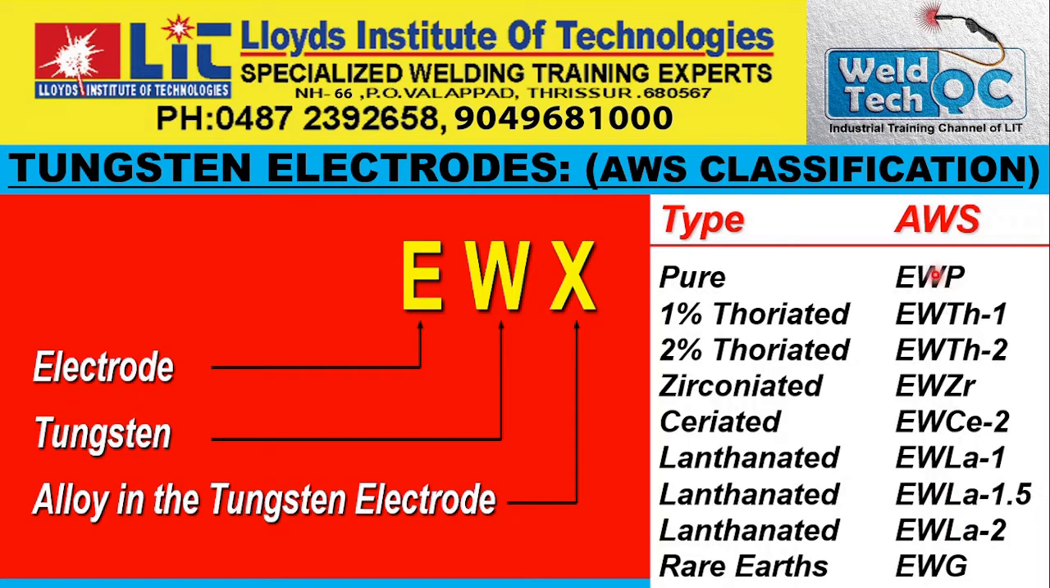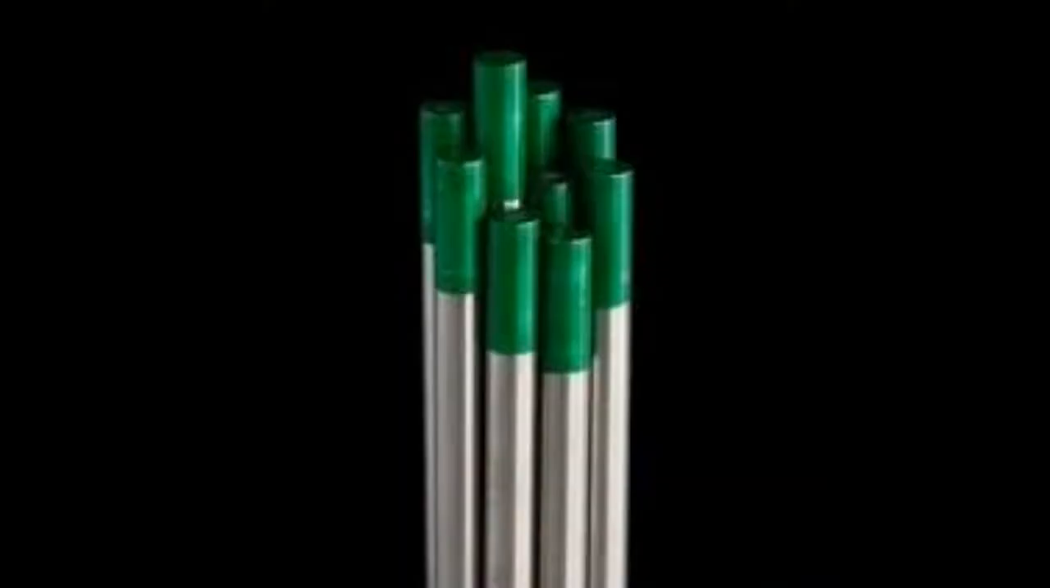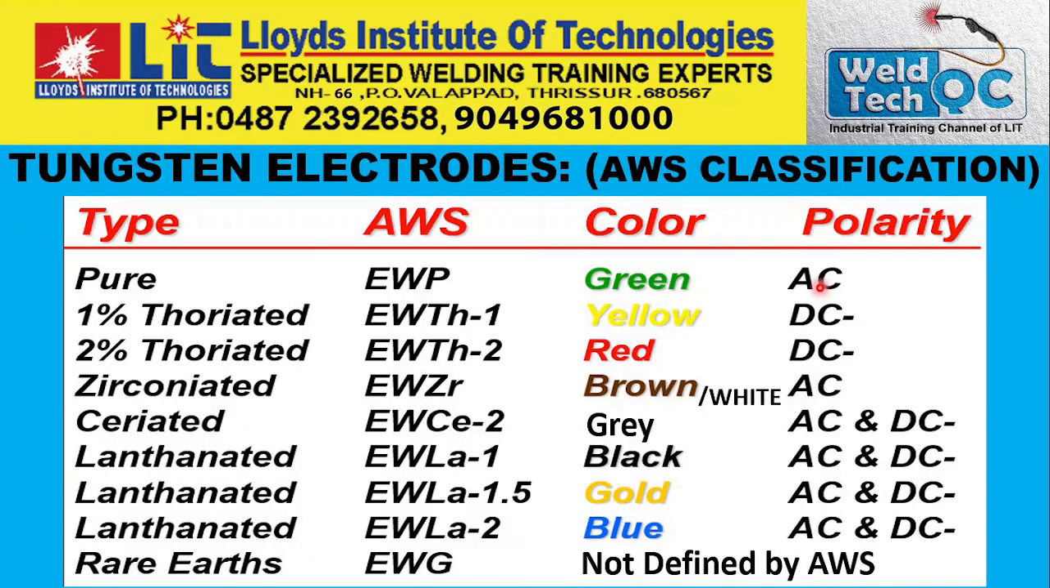The X can be any of these: EWP, EWTh1, EWTh2, EWZr, EWCe2, EWLa1, EWLa1.5, EWLa2, or EWG. We'll explain each one of them. The AWS classification EWP is pure tungsten. There are no alloys involved. The color band for the tungsten electrode is green, and this normally works in AC polarity. You'll have to use an AC machine, an AC power source.